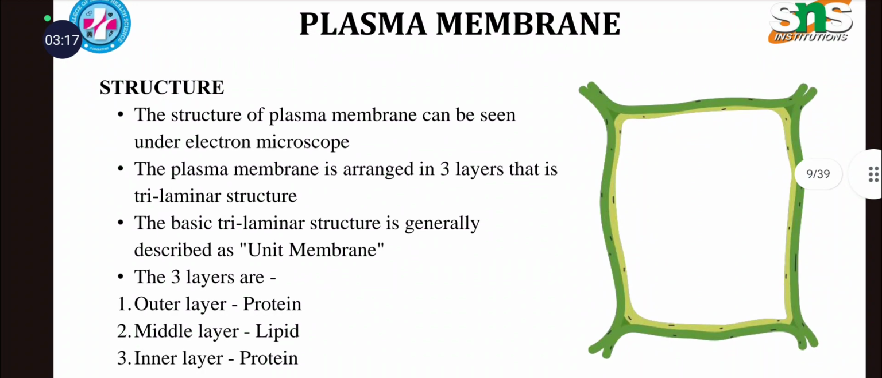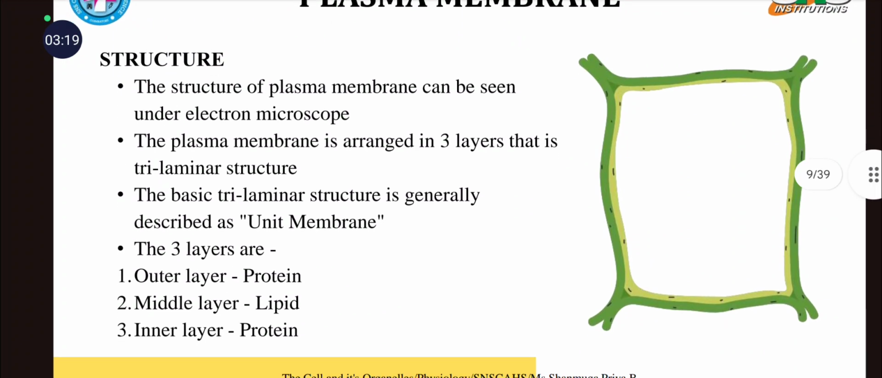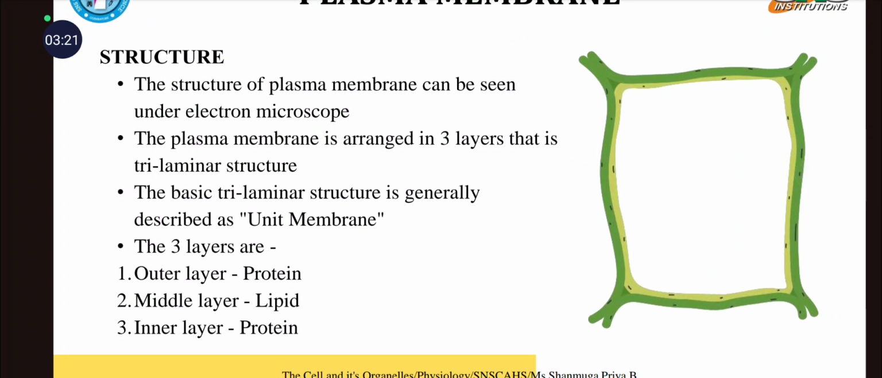Next, the structure. The structure of the plasma membrane can be seen under an electron microscope. The plasma membrane is arranged in three layers, that is, a trilaminar structure. The basic trilaminar structure is generally described as the unit membrane. The three layers are the outer protein layer, the middle lipid layer, and the inner layer, which is made up of proteins.